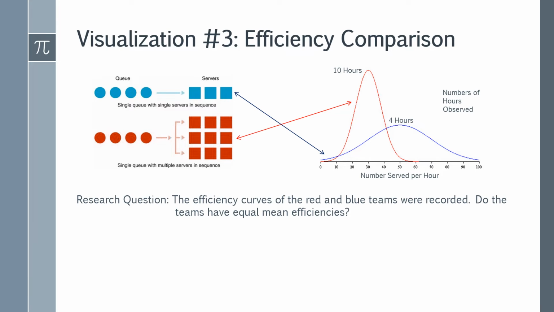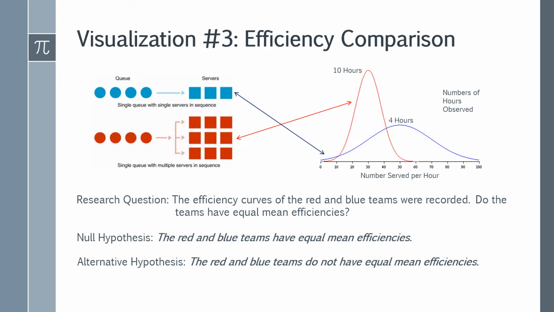Research question. The efficiency curves of the red and blue teams were recorded. Do the teams have equal mean efficiencies? Null hypothesis. The red and blue teams have equal mean efficiencies. Alternative hypothesis. The red and blue teams do not have equal mean efficiencies. As you can see from both the red team and the blue team, they do not have equal mean efficiencies. Therefore, we can reject the null hypothesis.